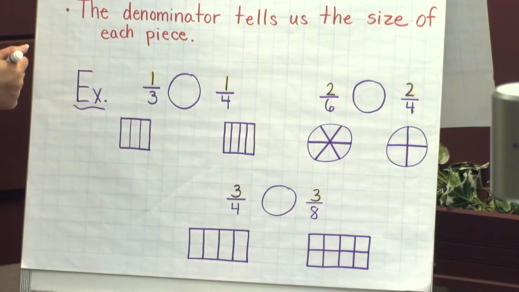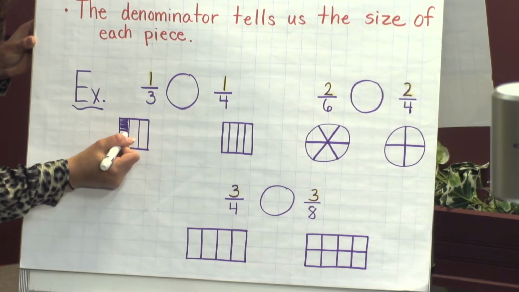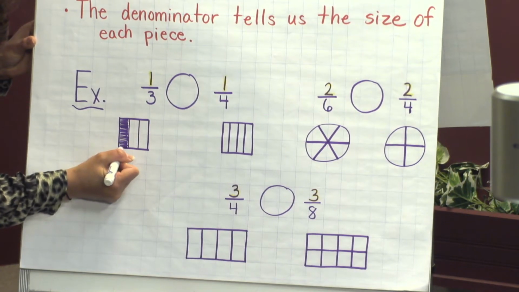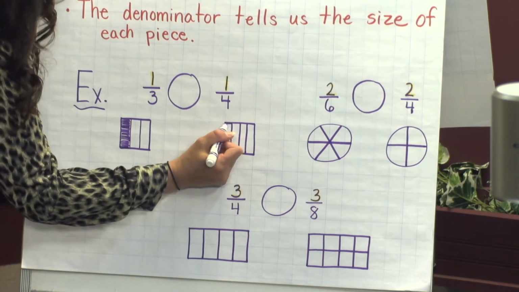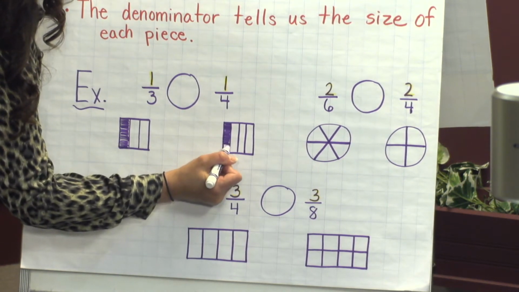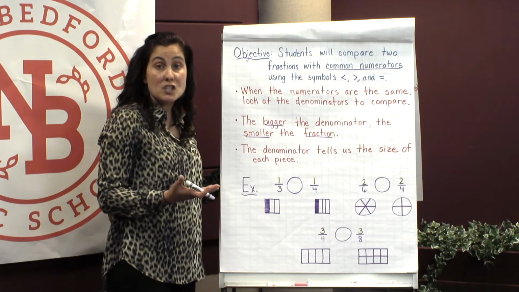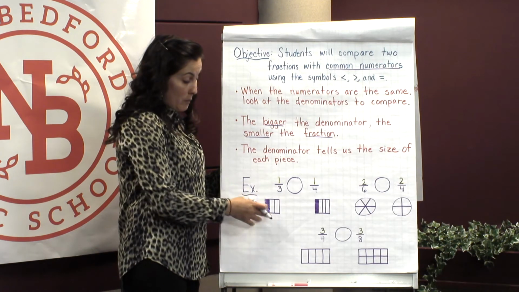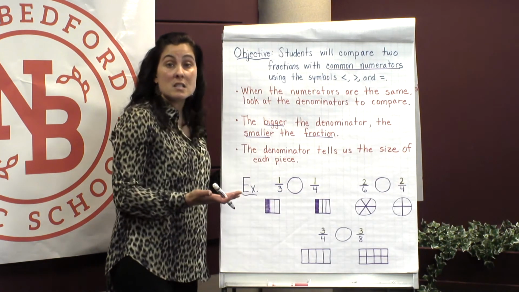So let's go ahead and shade in 1/3. This is what 1 out of 3 parts would look like. And then here we're going to shade in 1/4. So this is what 1/4 would look like. Remember, the denominator tells us how many parts the whole was broken up into. So in this case, we broke that square into 3 parts. In this case, we broke it into 4.